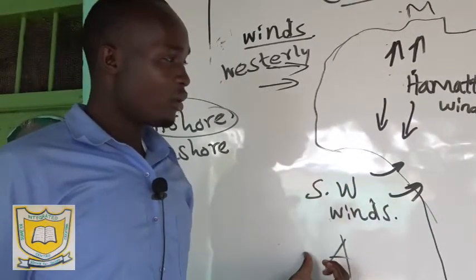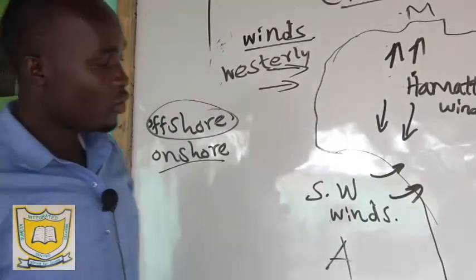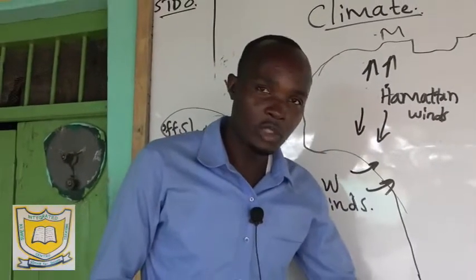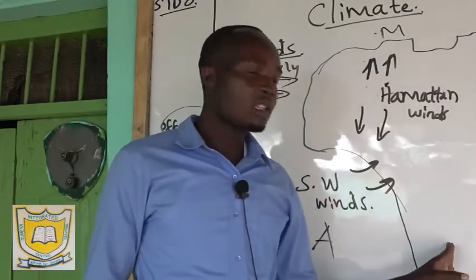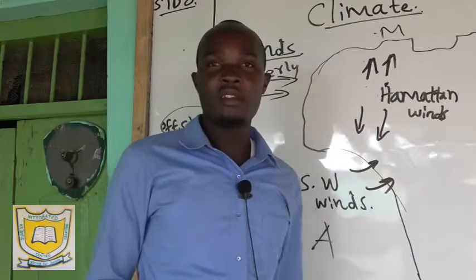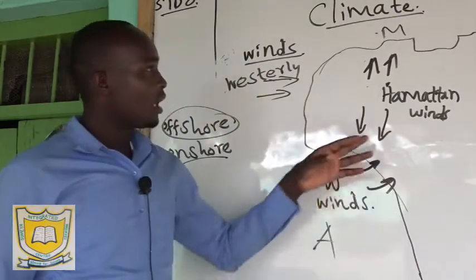That's what we are talking about. Then we have what you call onshore winds. Onshore winds are those winds passing across the ocean or water bodies. So they have a lot of moisture. When they come to adjacent land, they cause a lot of rainfall. That is convectional rainfall. So that's what we want to look at one by one.